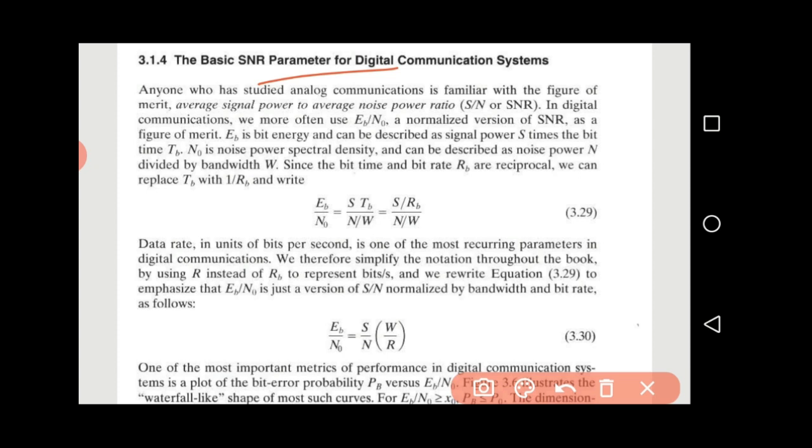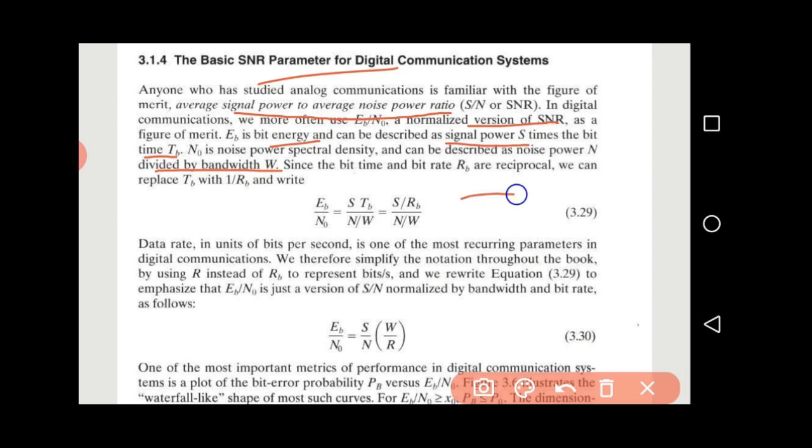Anyone who has studied analog communication is familiar with the figure of merit average signal power to average noise power ratio. In digital communication, we more often use Eb/N0, a normalized version of SNR, as a figure of merit. Eb is the bit energy and can be described as signal power S times the bit time Tb. N0 is noise power spectral density and can be described as noise power N divided by bandwidth W.